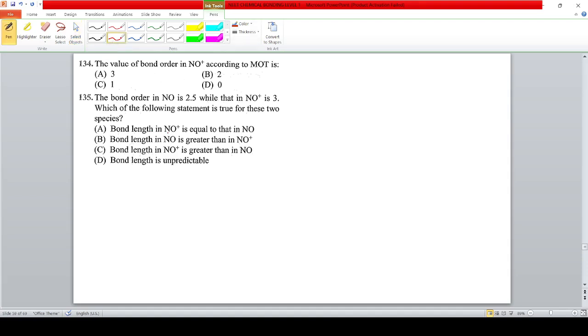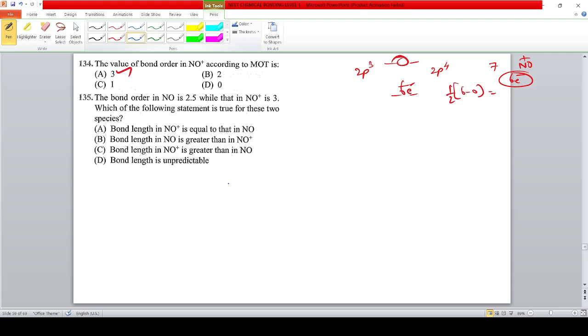134. The value of bond order in NO plus according to molecular orbital theory. So nitrogen 2p3, oxygen 2p4. So from nitrogen it should be like this. So 7 electrons, but it is given NO plus, that means 6 electrons. So 6 electrons are filled here. Here it is 0. So half into Nb minus Na. The answer is 3.